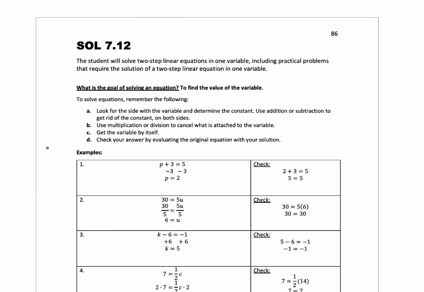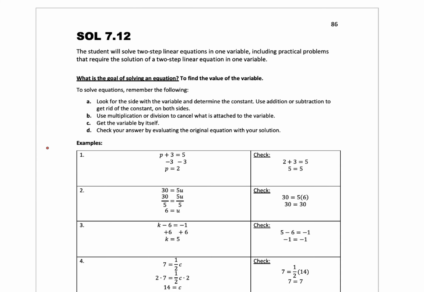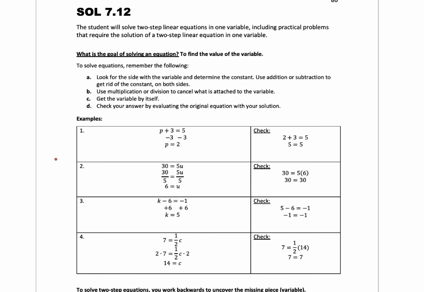We're going to move into our next SOL, which is SOL 7.12 on page 86. And this is our SOL all about solving two-step linear equations with one variable. So the whole goal of solving an equation is to find the value of the variable. You're solving for x, you're solving for c, you're solving for u. Whatever your variable is, you want to get it by itself so that you know what it equals.